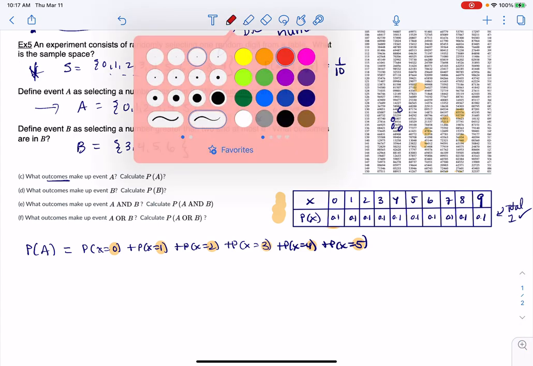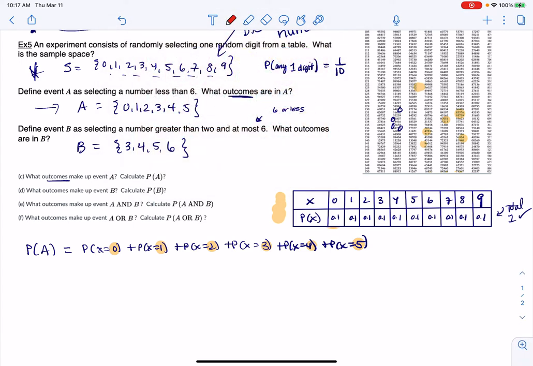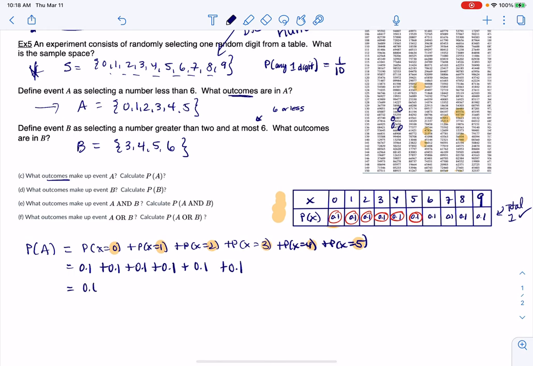I apologize. So what I want to do is include 0.1 for 0, 0.1 for 1, 2, 3, 4, and 5. So I'm going to say this is 0.1 plus 0.1 plus 0.1 plus 0.1 plus 0.1. Oh, gosh. Hold on. Let me undo that. I think we have to do another plus 0.1, and then I should have one more. So I basically have six of those because I have six outcomes in there, and I get that this is 0.6.